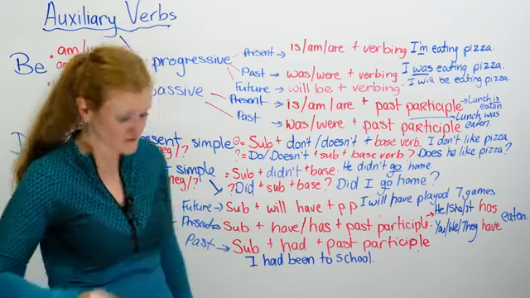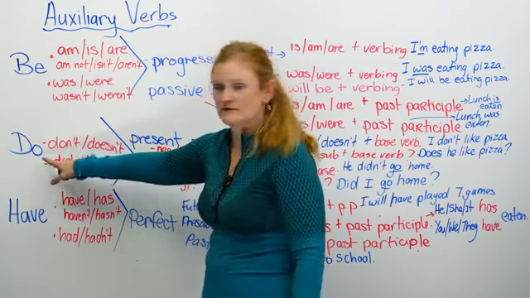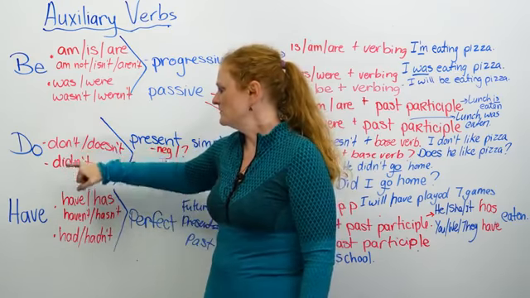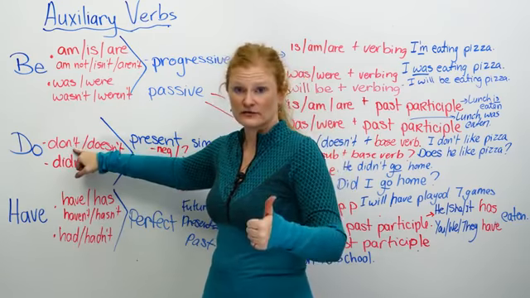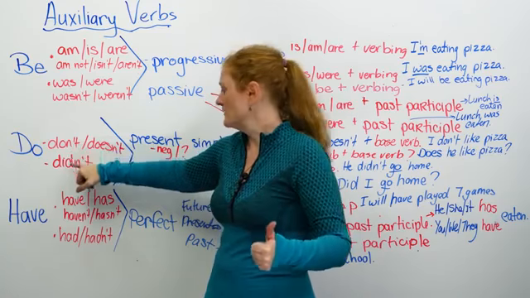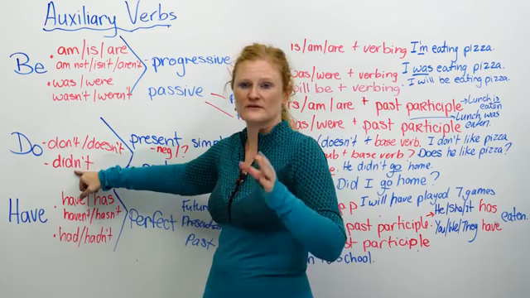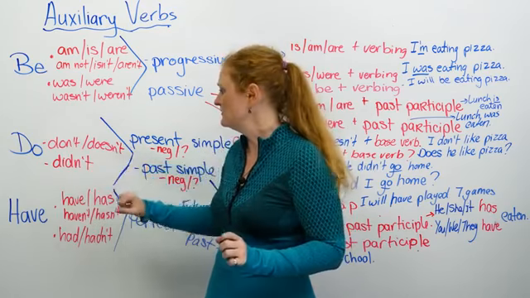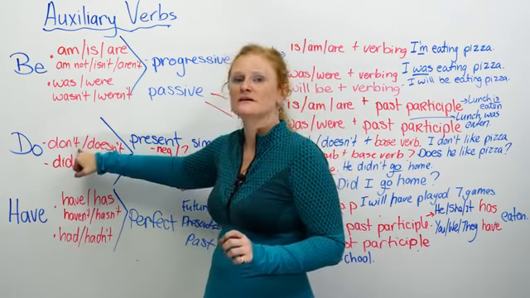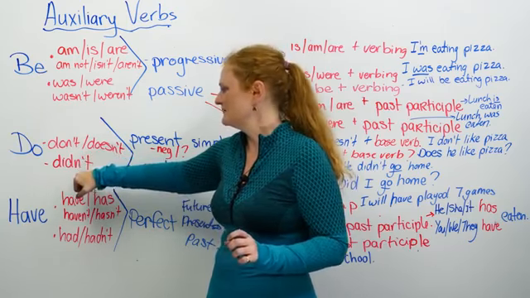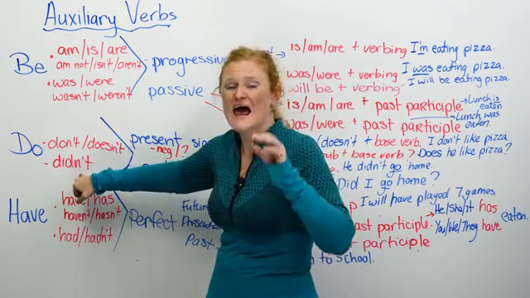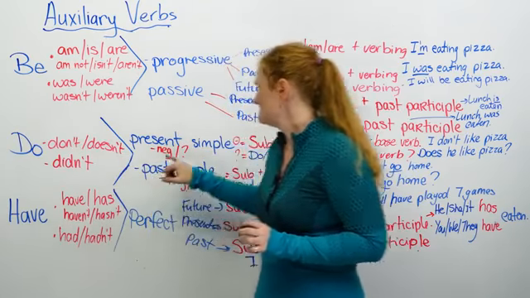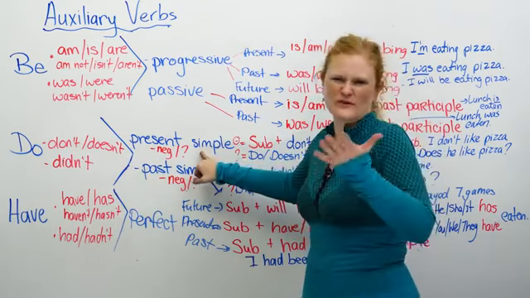So the next one is the auxiliary verb do. Now this one's interesting because we only use it in the negative form in the simple present, or we use it in the negative in the simple past. So we don't have to worry about the positive, but we do use it for the negative in the simple present and the negative in the past, and for questions. So let's check out first the simple present, or present simple.